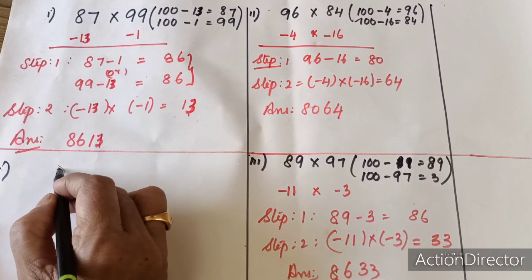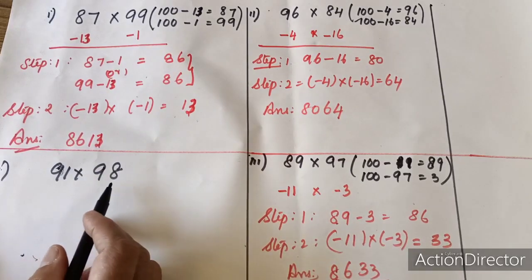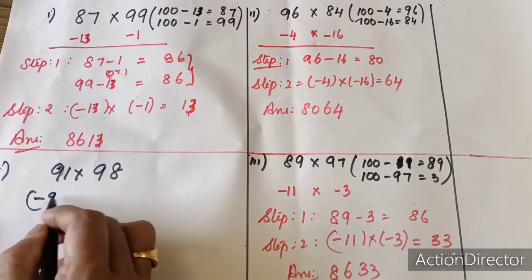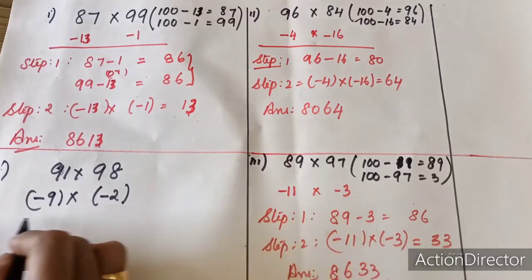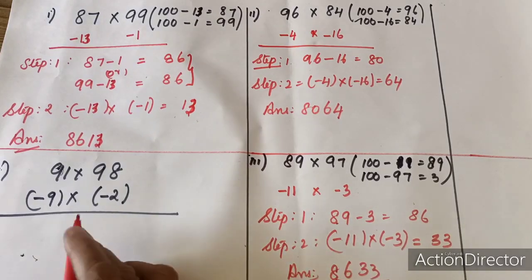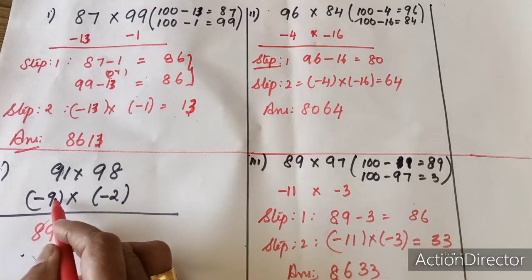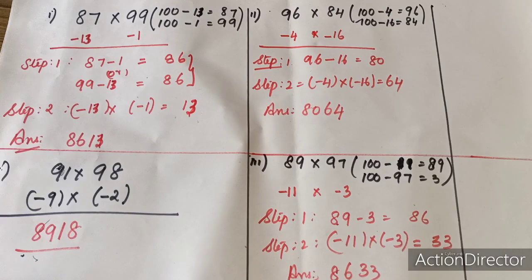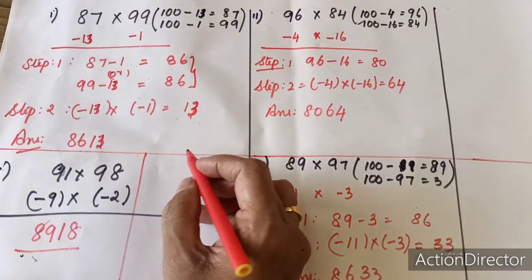Let us take the sum 91 multiplied by 98. Now I am going to do it quickly. You know 100 minus 9 is 91, so I will write minus 9 here. And 100 minus 2 is 98, so I am going to write minus 2. Now I am going to do the calculation very quickly. 91 minus 2 is 89. And minus 9 into minus 2 is 18. So my answer is 8918.